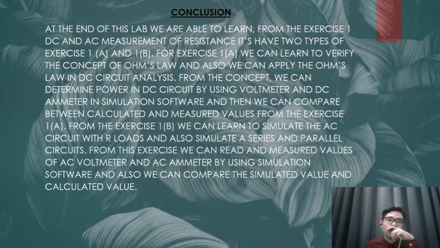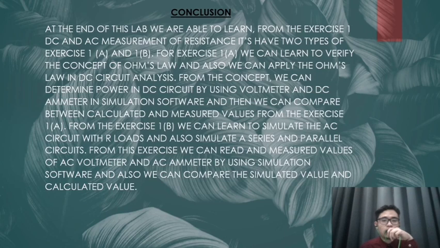Thank you. Okay, and then for the conclusion for this exercise, at the end of this lab we are able to learn from exercise 1, DC and AC measurement of resistance. It has two types of exercise, which are exercise 1A and 1B. For exercise 1A, we can learn to verify the concept of Ohm's law and apply Ohm's law in DC circuit analysis. From the concept, we can determine power in a DC circuit by using a voltmeter and DC ammeter in simulation software, and then we can compare calculated and measured values from exercise 1A.